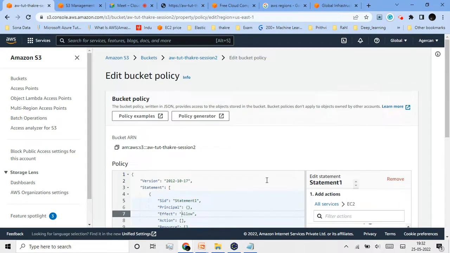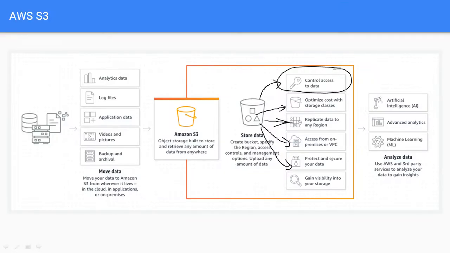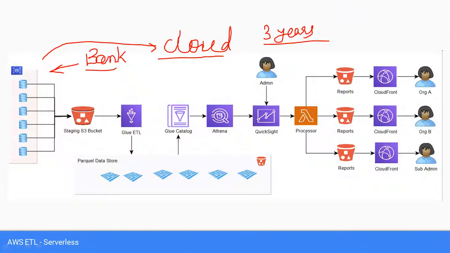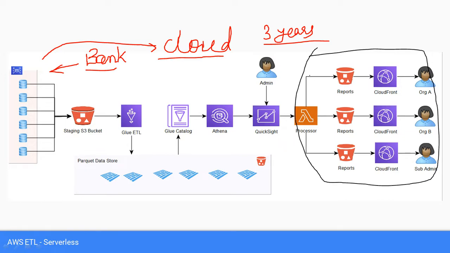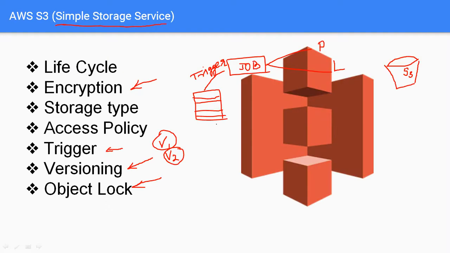So versioning I covered, and I covered how to protect and secure your data. Right now it is not required for you to know this one, because I covered how to explore it. We will learn it in detail later on. But right now, EBS and EFS we will cover in the next session. Lifecycle is nothing but this.